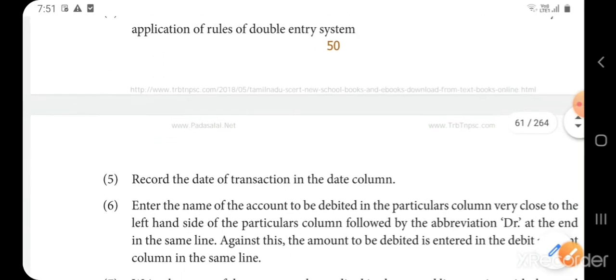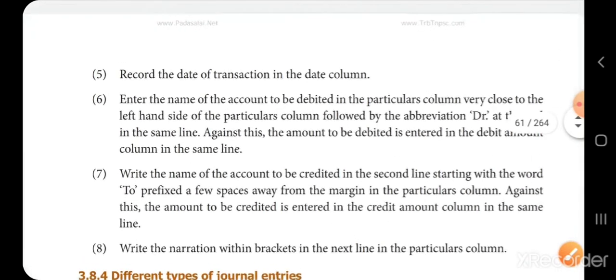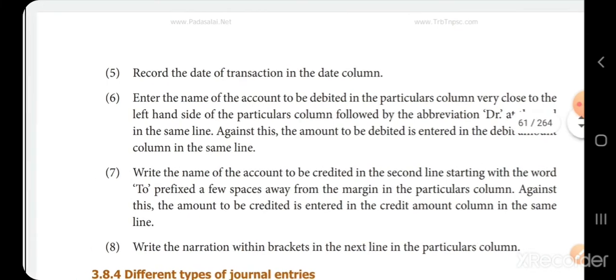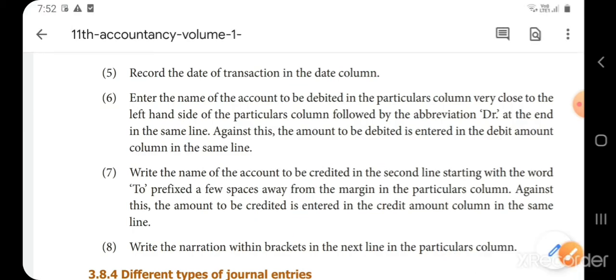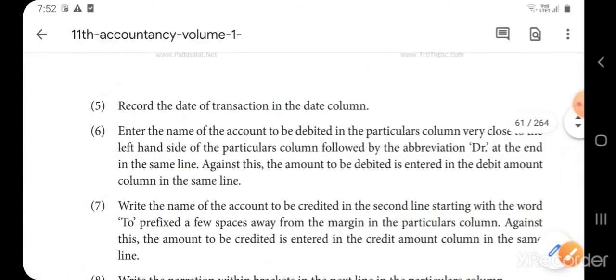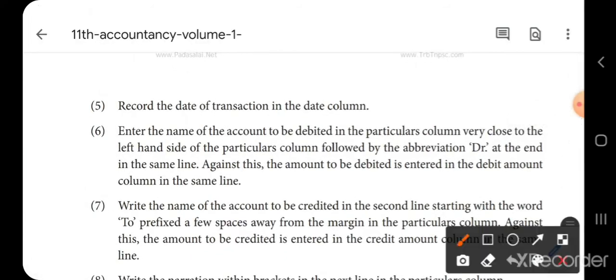Next, record the date of the transaction in the date column. Enter the name of the account to be debited in the particulars column, very close to the left-hand side of the particulars column, followed by the abbreviation Dr. I told you how to enter the transaction, isn't it? Next to the margin you will write the particulars, and on the right side you will write Dr at the end. Against this, the amount to be debited is entered in the debit amount column.